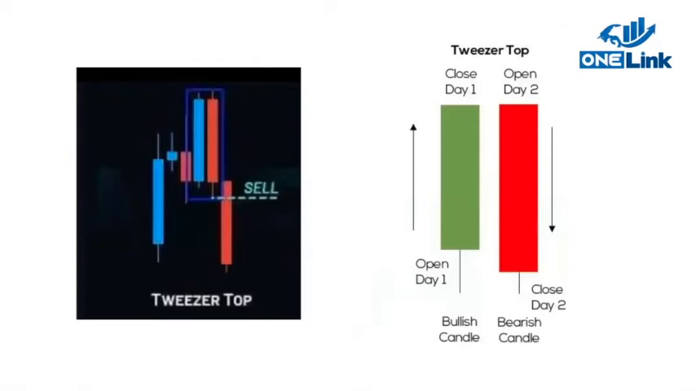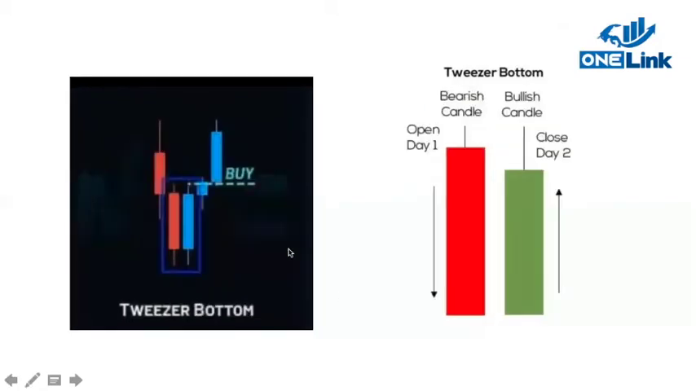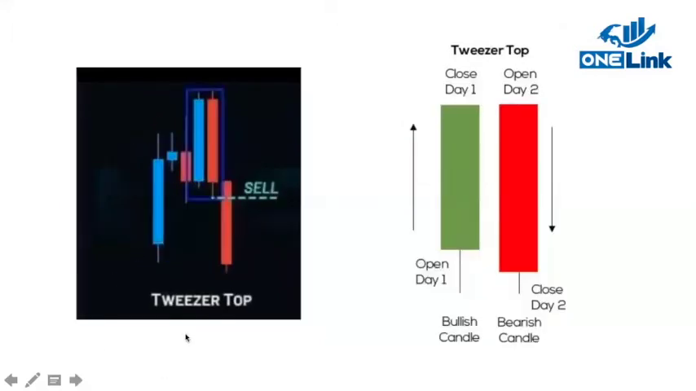Just now was a tweezer bottom, which happened at the support. This one happened at the resistance. At the resistance level you can see a tweezer top. Same formation, where you have a bullish candle and then a bearish candle. Sometimes you can see this on the 15-minute chart, at the rejection point, when the price has started going up. When you see this kind of candlestick formation, this is a good sell.